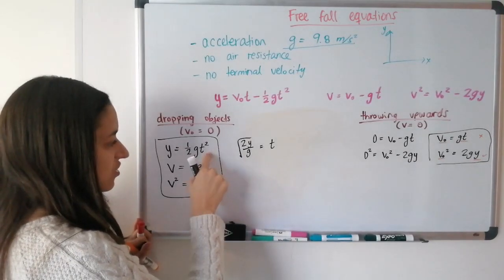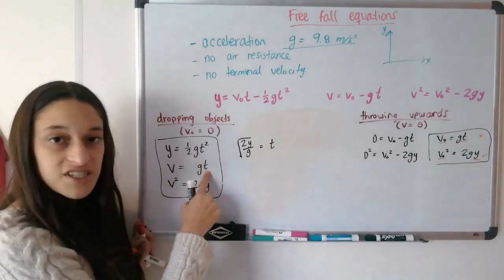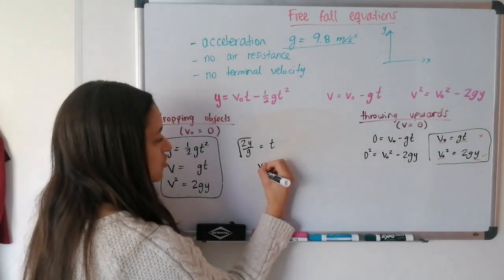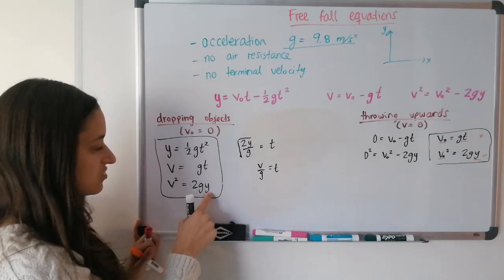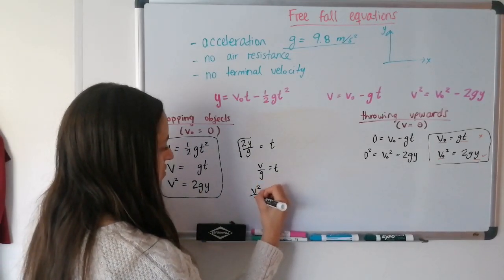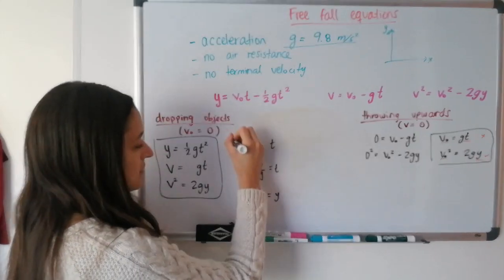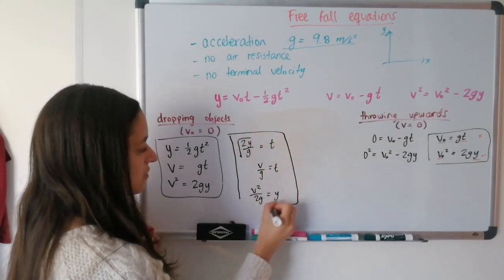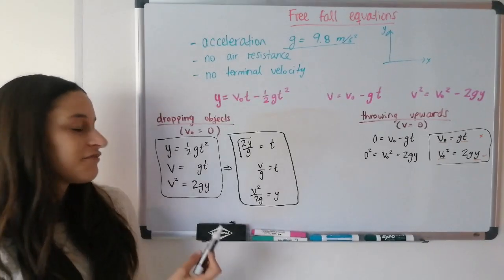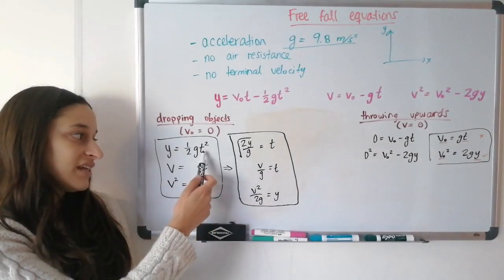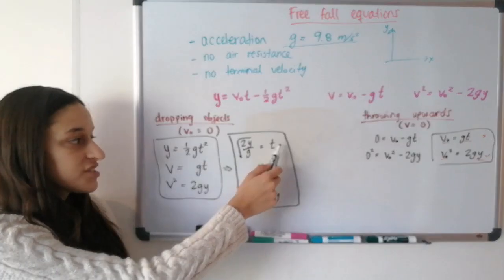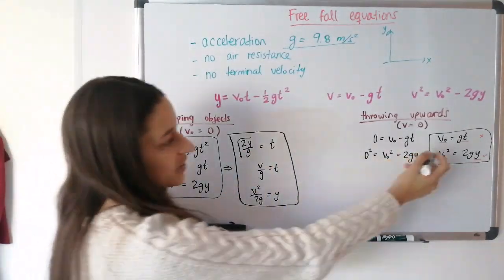So this is the other version of this one. Here, if we wanted to solve for t, it's only dividing by g. So we get t equals V over g. And in this one, if we wanted to solve for y, it's divide by 2g. So we get V squared over 2g equals y. So this is the second form of these same equations. So basically, if I give you t and ask you for y, you use this one. But if I give you the opposite, I give you y and ask you for t, you can use this one.